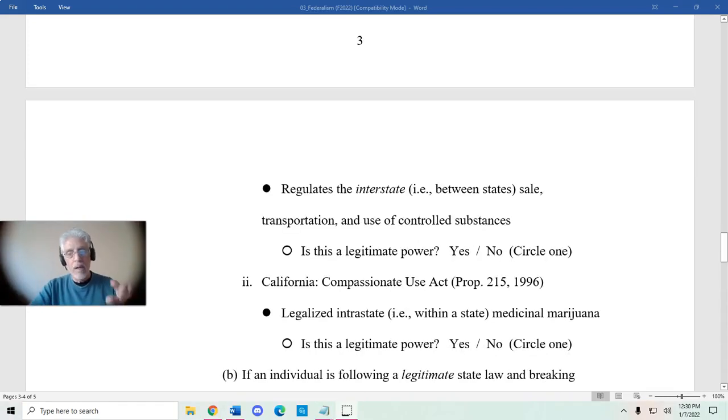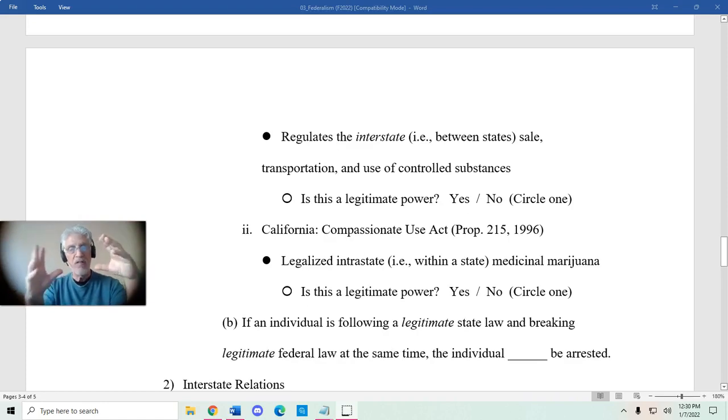Okay. In 1996, California passed what was called Proposition 215. And what Proposition 215 did is it made medical marijuana legal in California. But it's important to keep in mind that what it did was it legalized intrastate medicinal marijuana. In other words, it legalized marijuana as long as it was produced and sold and used solely within California.